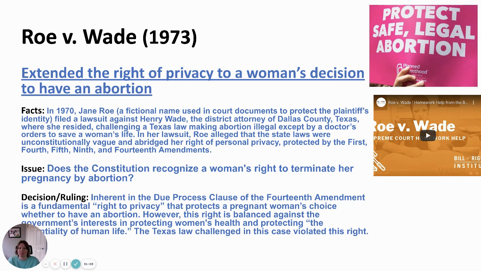So inherent in the due process clause of the 14th Amendment is a fundamental right to privacy that protects a woman's choice whether to have an abortion. However, this right is balanced with the government's interest in protecting women's health and protecting human life. So the Texas law challenged in this case violated this right, basically. They did put limits and instances about when it would be okay for states to do so. But basically, in the first trimester, the first 3 months of a pregnancy, states are not allowed to have a law that bans abortion, basically.